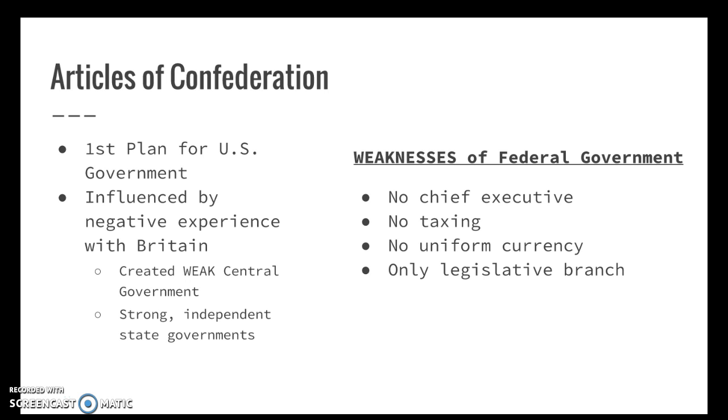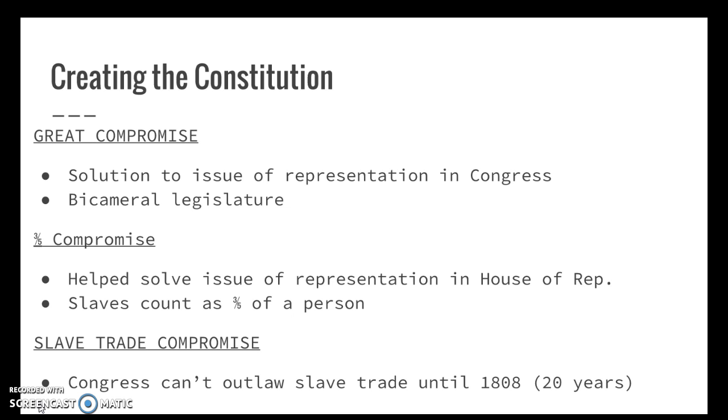So there were some really serious weaknesses with the federal government under the Articles of Confederation. And the Founding Fathers realized that it wasn't going to work all that well. They realized that there were a lot of weaknesses, so they had to change something up, or the country wouldn't last very long. So they created a new constitution, which would be the second plan for the government of the United States. But it wasn't that easy.